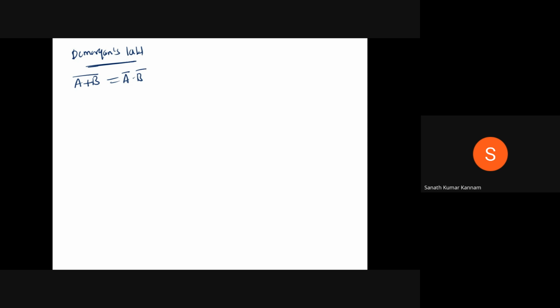So from this I can write the NOR gate. This is A and this is B. NOR gate, so this is Y equal to A or B whole bar. This is equivalent to a bubbled AND. So this is A, B, Y equal to A bar, B bar. Okay, bubbled AND.